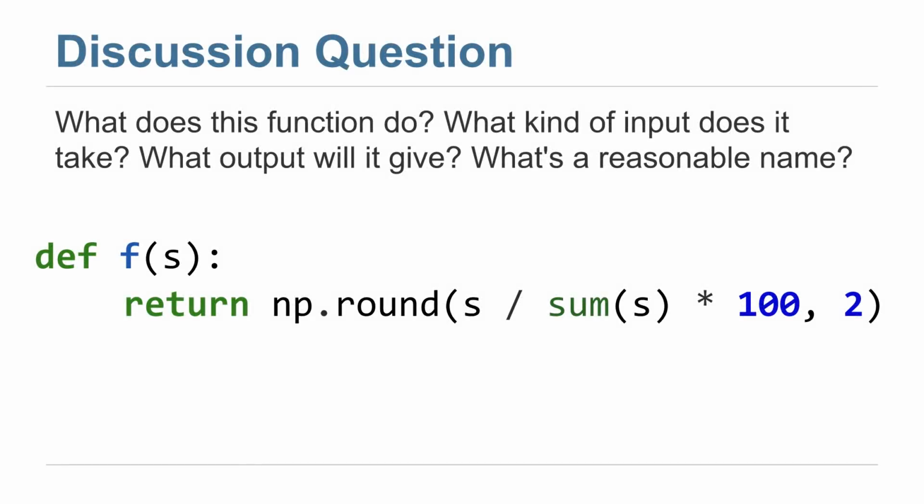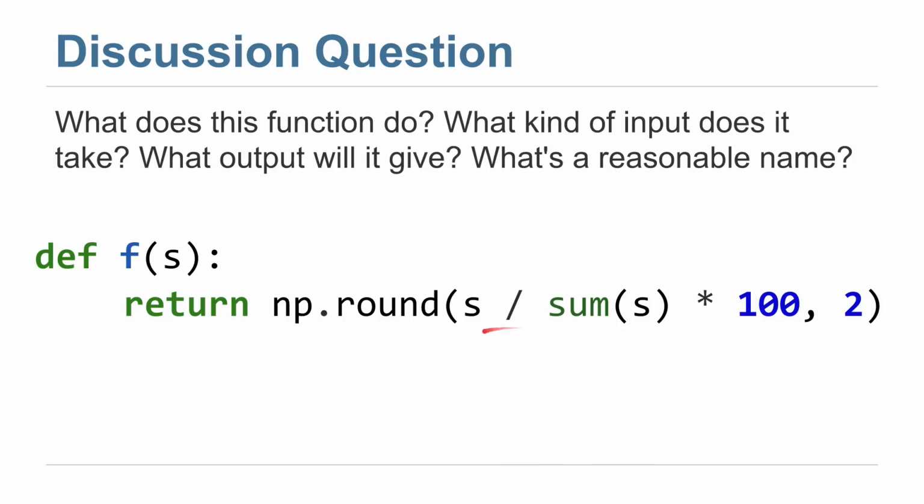Let's look at what happens to s, which is the value that gets passed in. s gets divided by the sum of s. So s must be the kind of thing that you could take the sum of. That means it's an array. When you take an array, compute the sum, and then divide s by the sum, you're dividing each element in that array by the sum.